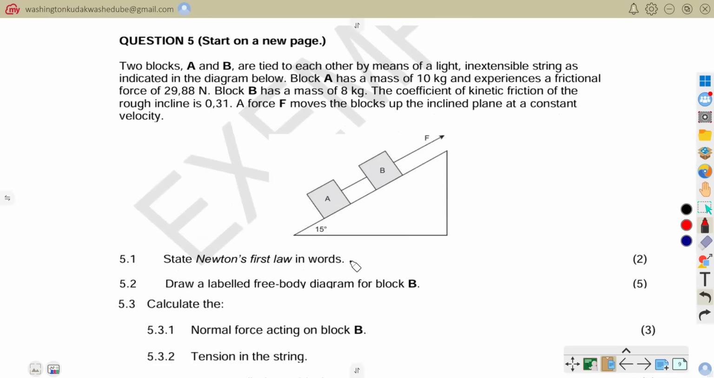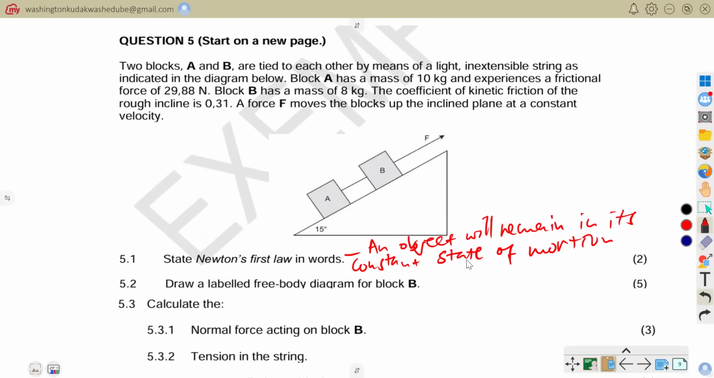So Newton's first law states that an object will remain in its constant state of motion, or else it will remain at rest unless it is acted upon by a non-zero net force, or resultant force.